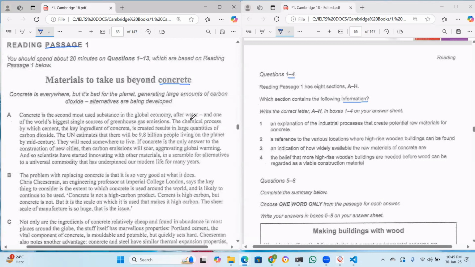So let's start the video without wasting any time. Let's dive into the passage. The first set of questions is, which section contains the following information? It means you have to read these statements and match each statement with the paragraphs. Which section has this information? You need to match it.